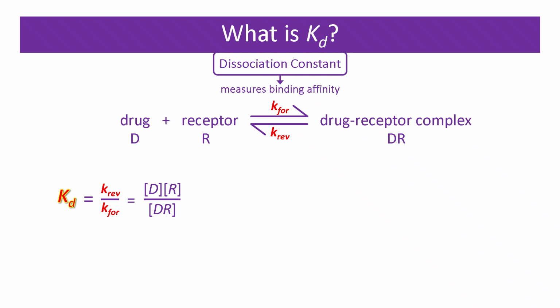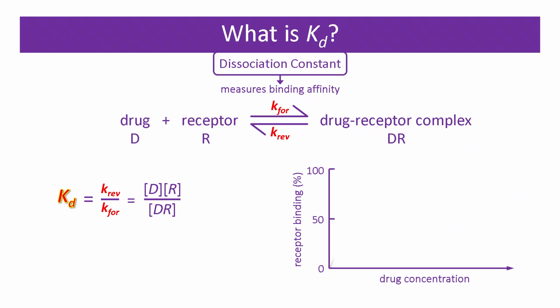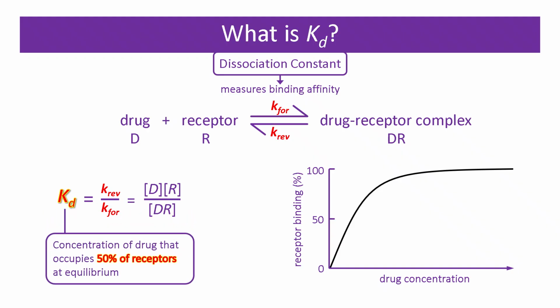Experimentally, Kd is measured from a plot of percent receptor binding versus drug concentration. At equilibrium, Kd corresponds to the drug concentration that produces 50% receptor occupancy. The Kd therefore reflects how stable the drug receptor complex is.